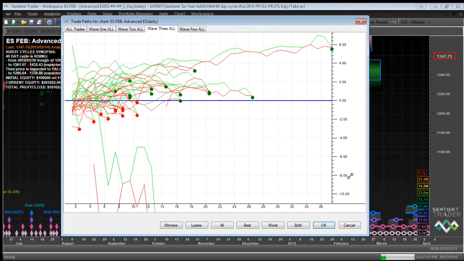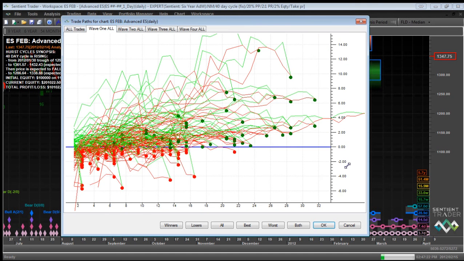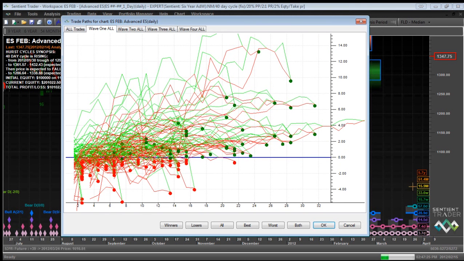Of course, wave 1 trades are all long trades, and you will notice that long trades have a different shape to short trades. Here are the short trades on wave 2 and wave 4. Wave 2 and wave 4 are short trades. Wave 3 and wave 1 are long trades. You'll notice that the wave 3 trades tend to have a different shape and are often more difficult to perform correctly, in other words, to get out at the right place, than a wave 1 trade.